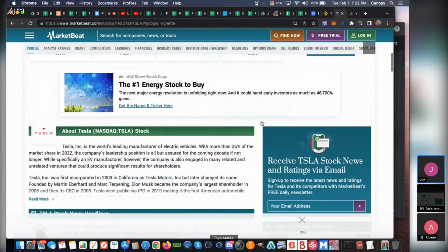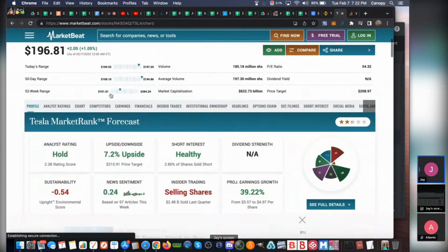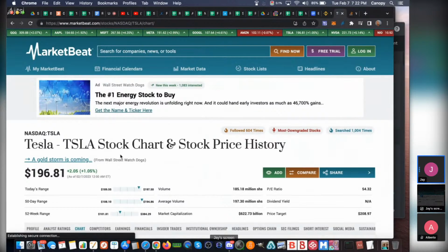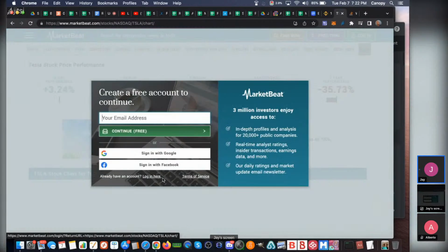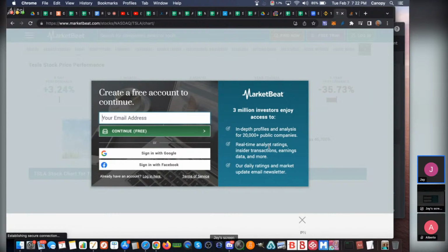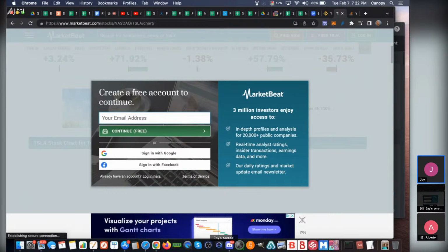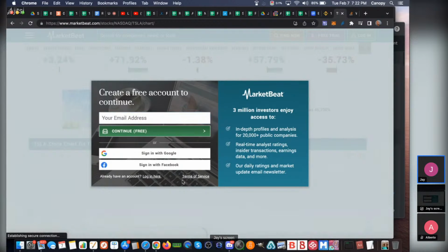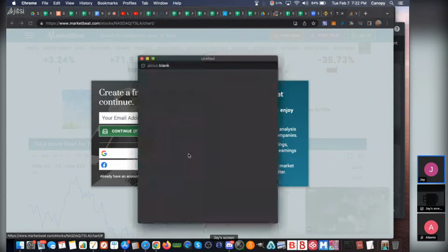Huh. Don't see the chart. Let me try again. Oh, is that the chart? Yeah, there it is. The chart is coming. Oh, here we go. No, they're not going to let me see the chart. And they want us to sign in with Google or something. Yeah, it happened to me before as well.